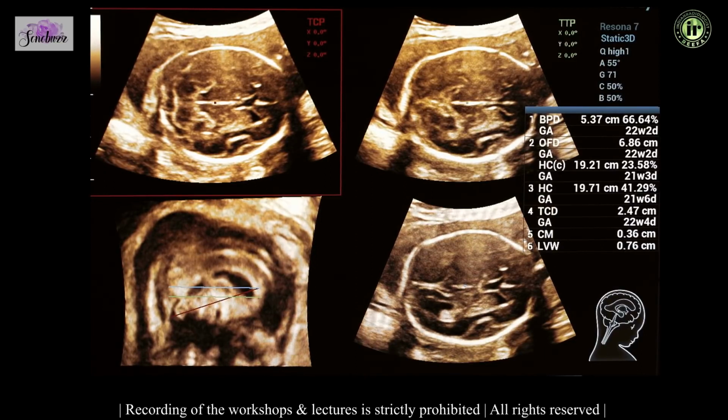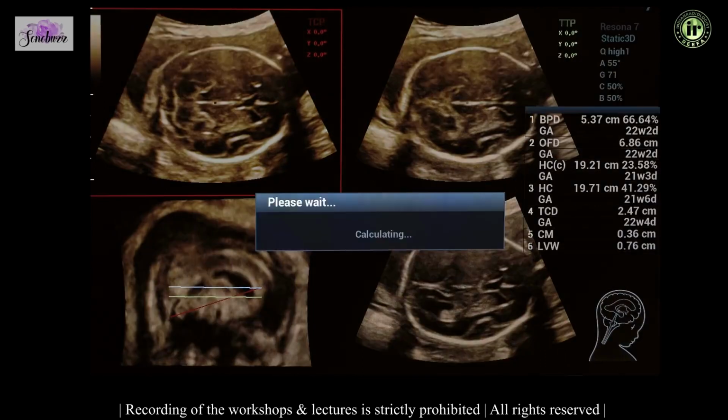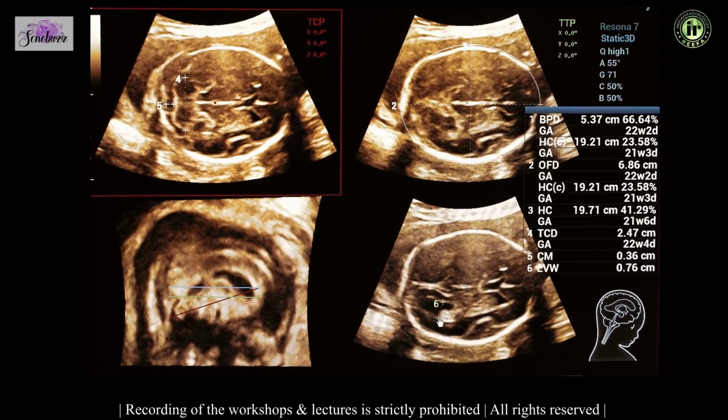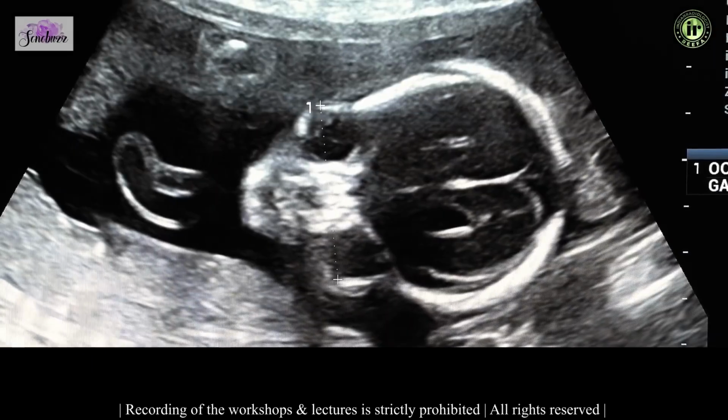In fact, you just take one sweep in the actual scan, and then the machine automatically calculates all the measurements. As you can see here, once you press auto measure, it calculates everything. It gives you the annotations also, where the CSP is, the cisterna magna, the cerebellum, and the lateral ventricle measurement is also done. All these measurements come automatically in the system, and this is a quick scanning method for a basic neurosonogram. You can see all the structures in just one sweep.